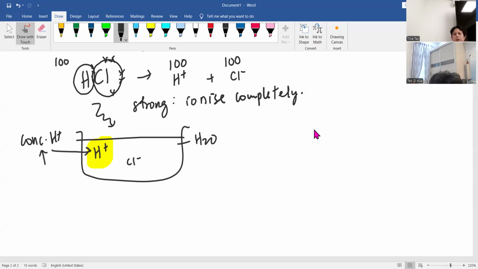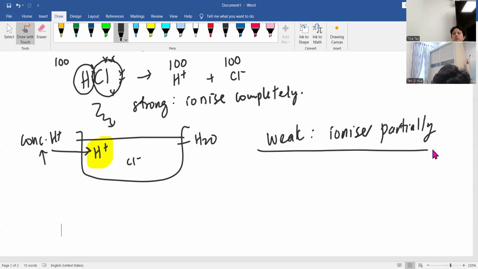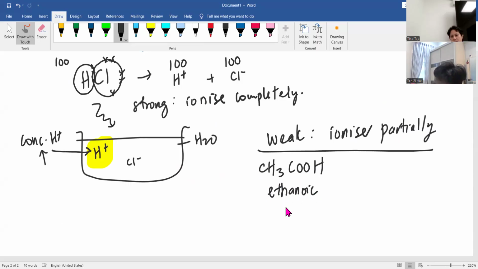Now, weak acids will be ionized partially. So these are the acids that you can eat. For example, ethanoic acid. This is used to make vinegar.